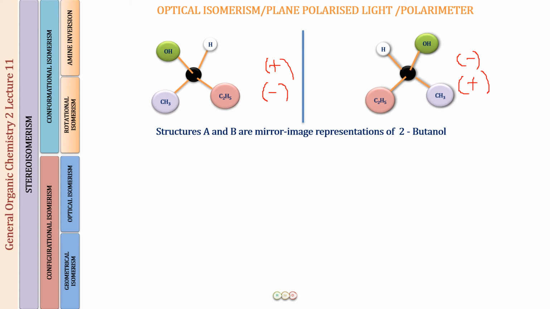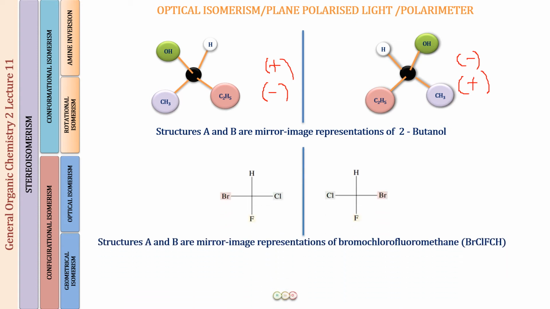Okay, similarly, let us see one more example, and this is bromochlorofluoromethane. Again, the structures you have seen in the last lecture, that is why I picked them up. So here also, if one of them is going to rotate it in the clockwise direction, we will symbolize it by plus, and the other is going to rotate it in the anti-clockwise direction.